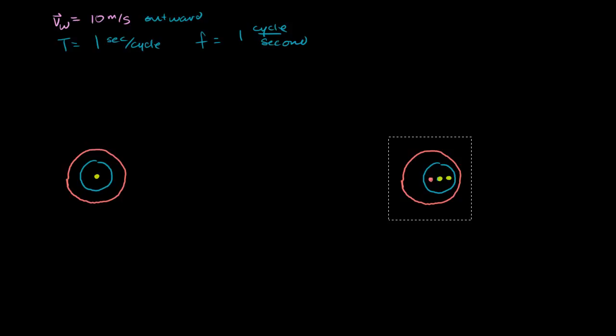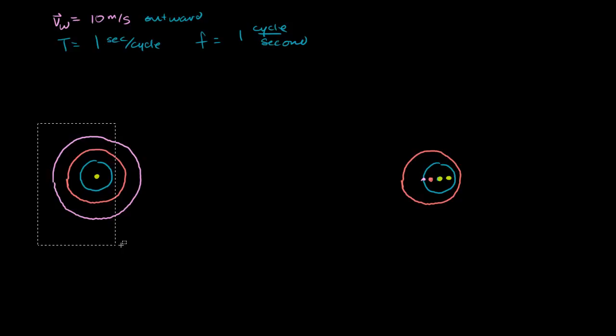Let me use pink. So what about the crest that either of these sources emitted 3 seconds ago? Well, it would be 30 meters radially outward. So another 10 meters from the last one. So it will be out here, just like that. This guy's been stationary the whole time. But what about this guy? Well, he wasn't here 3 seconds ago. Right, 1 second ago he was here, 2 seconds ago there, 3 seconds ago there. So we're going to be 30 meters radially outward from this point. So once again, I can just copy and paste this right here.